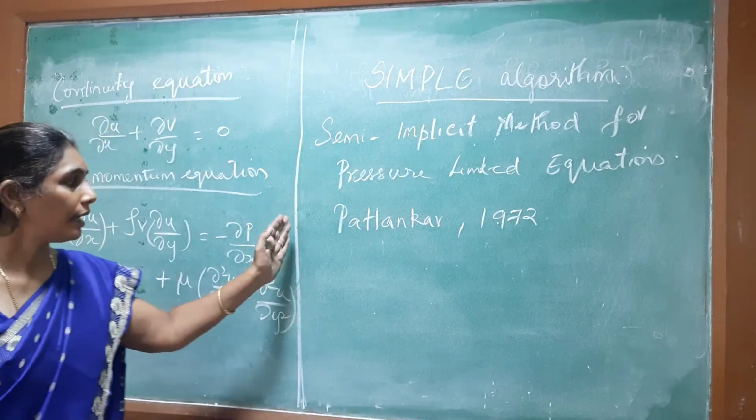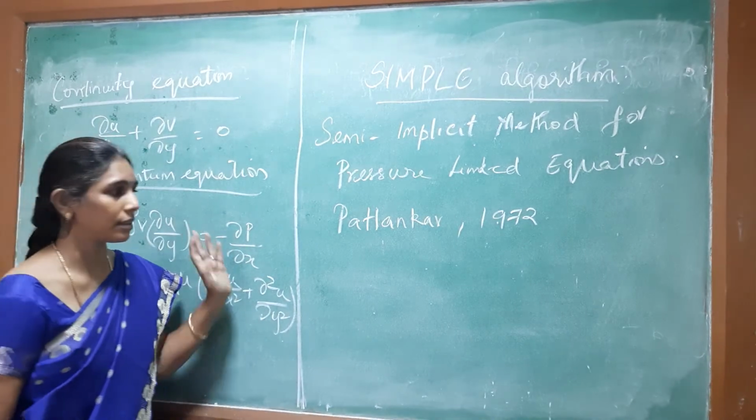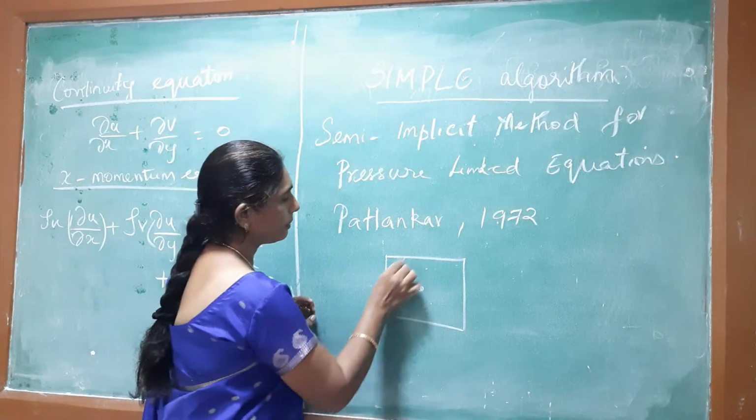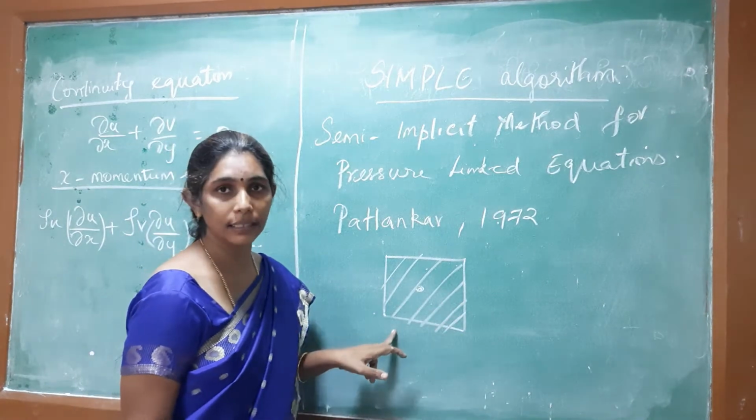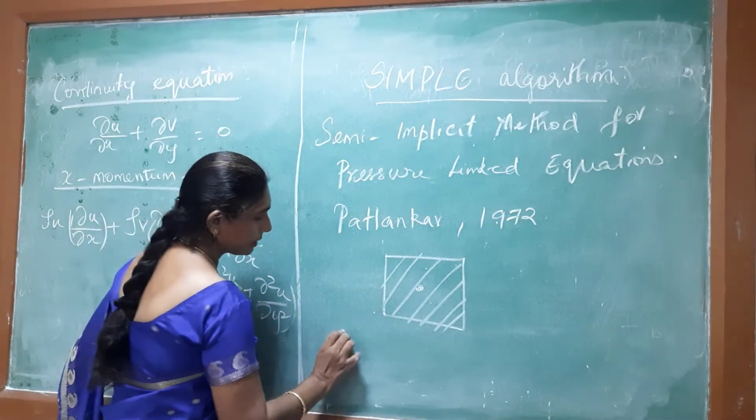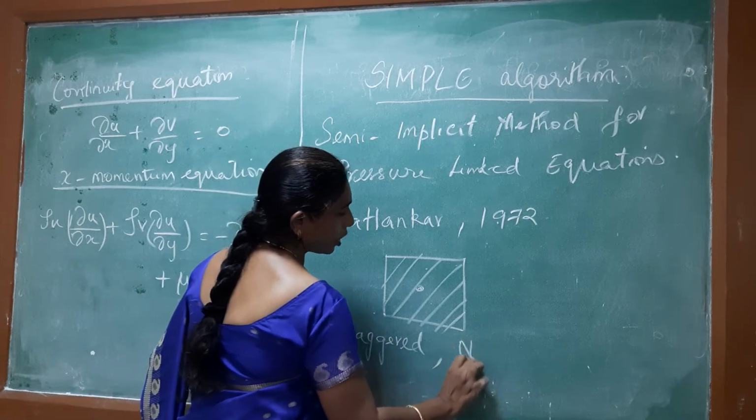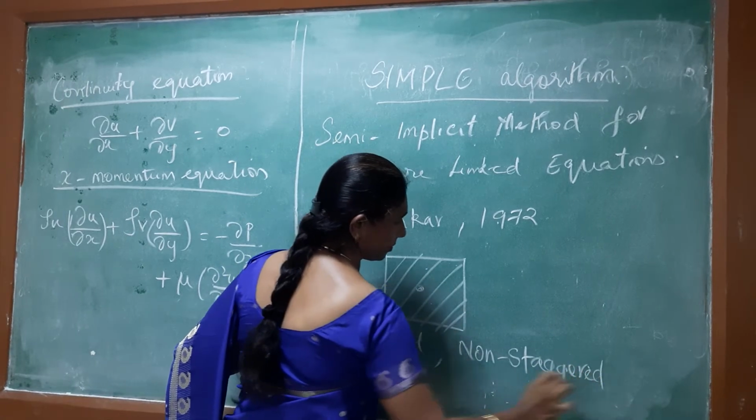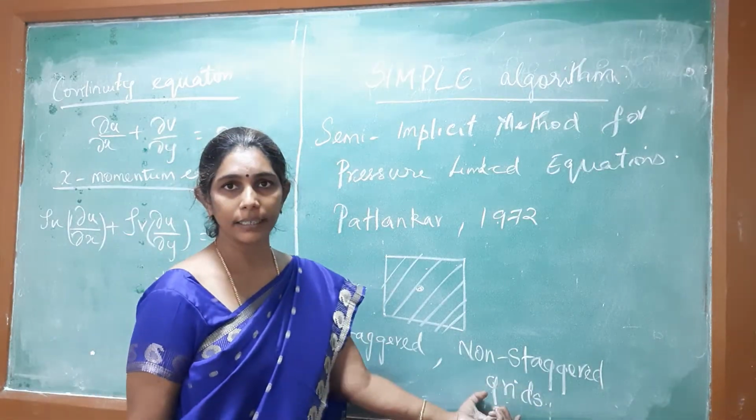Before touching on this method, I would like to make clear one point, that is the type of grids that we are going to use for this method. We very well know we'll take a control volume and there will be a center node for this control volume, and whatever parameter is to be analyzed inside this control volume will be studied at specific points or specific nodes, right? So here you have two types of grids. One is the staggered grids, another one is the non-staggered grids. The difference between the staggered and non-staggered grids, I'll tell you.